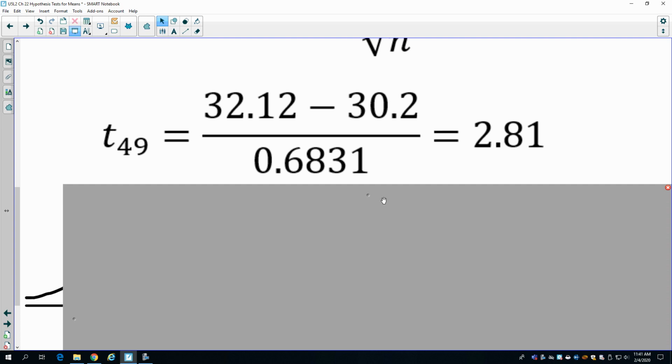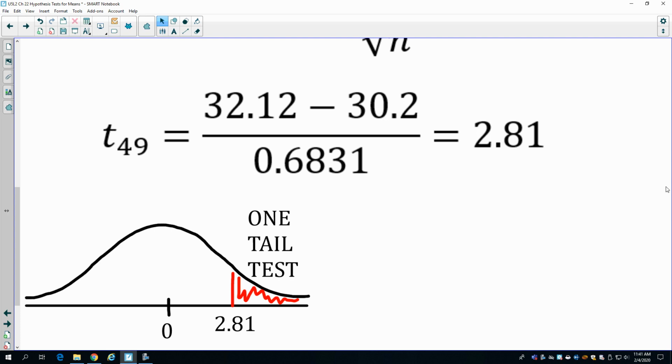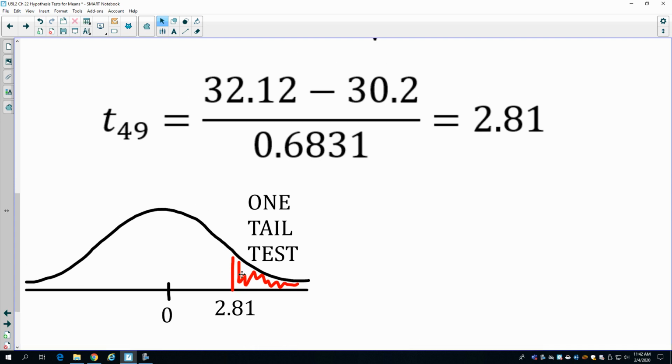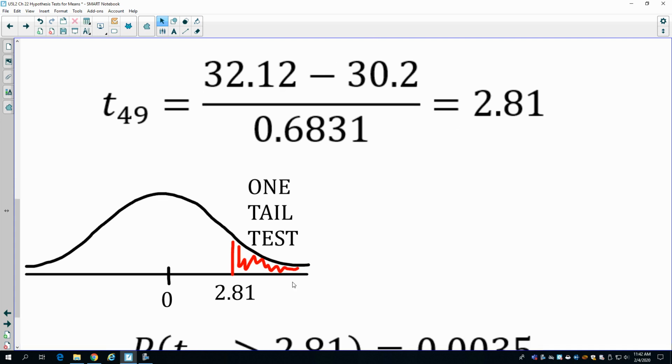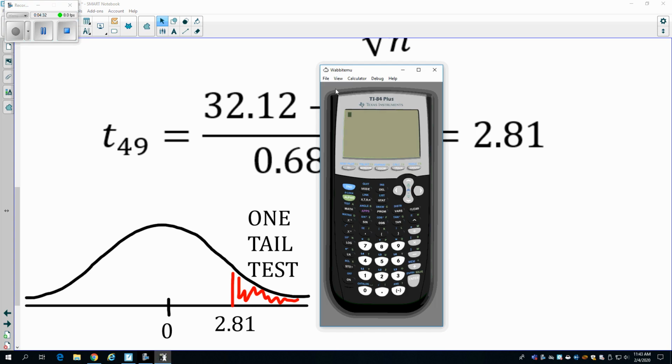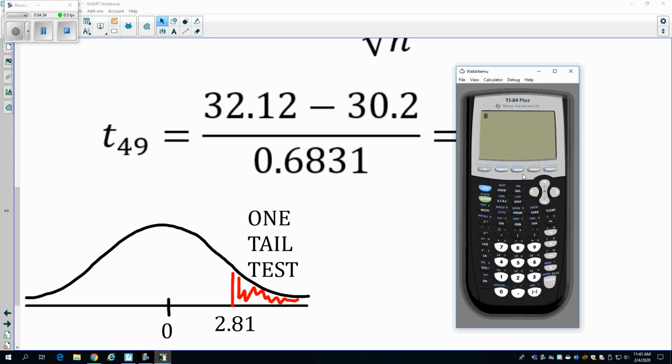That's very similar to a z value. It's a critical value. So when we draw our curve, we have 0 in the middle and 2.81 goes to the right. We're doing a one-tail, upper tail test. So I'm going to go to my calculator, and much like we've been doing a lot this year, we're going to do 2nd VARS. This time we're going to choose the tcdf because we have a critical value that's a t and not a z.